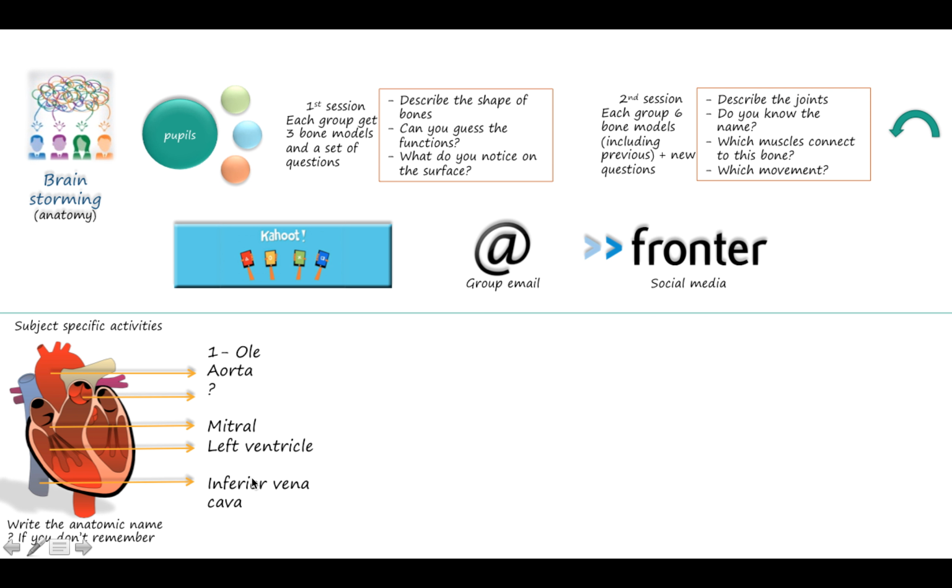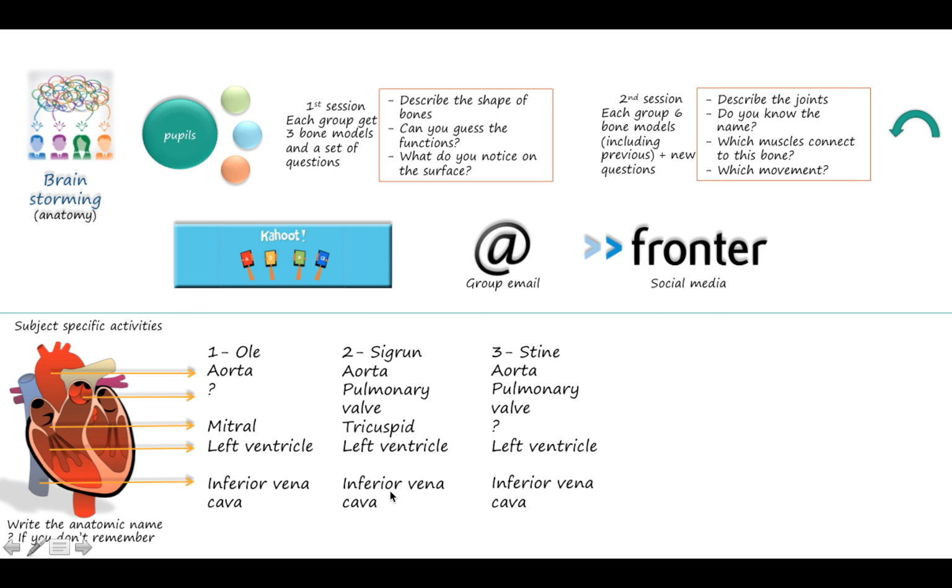Then the students hand the paper to the next student and get a paper from the student on the other side. So at the same time, he gets the results written by the other students. Here, for example, Sigrun gets the paper from Ule and also writes, okay, this is the aorta, and she knows this one. She says this is the pulmonary valve. This is not mitral, this is tricuspid valve, so she writes tricuspid, and these two are the same. And then Sigrun hands the paper to the next one, which is Stine, and she also has her own suggestions about those names.